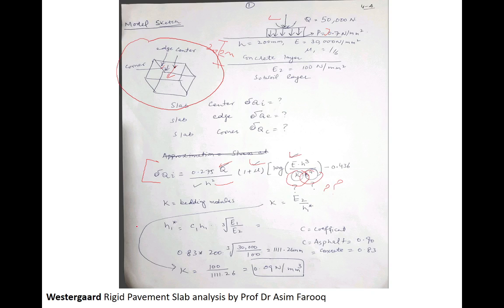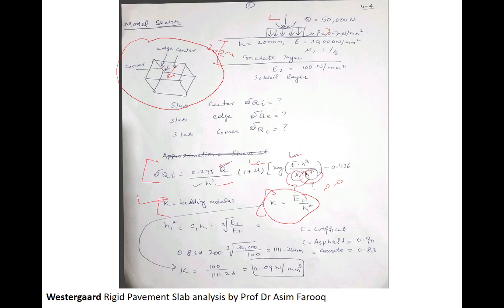What is K? K is basically the bedding modulus, which we will determine through the formula E2, which is the Young modulus of the subsoil, divided by the H1 static. As you can see here, we have only one single height of the slab, so we will consider it 200 mm. For that purpose, we are going to use our bonded formula, which is equal to C1 H1 into E1 divided by E2.